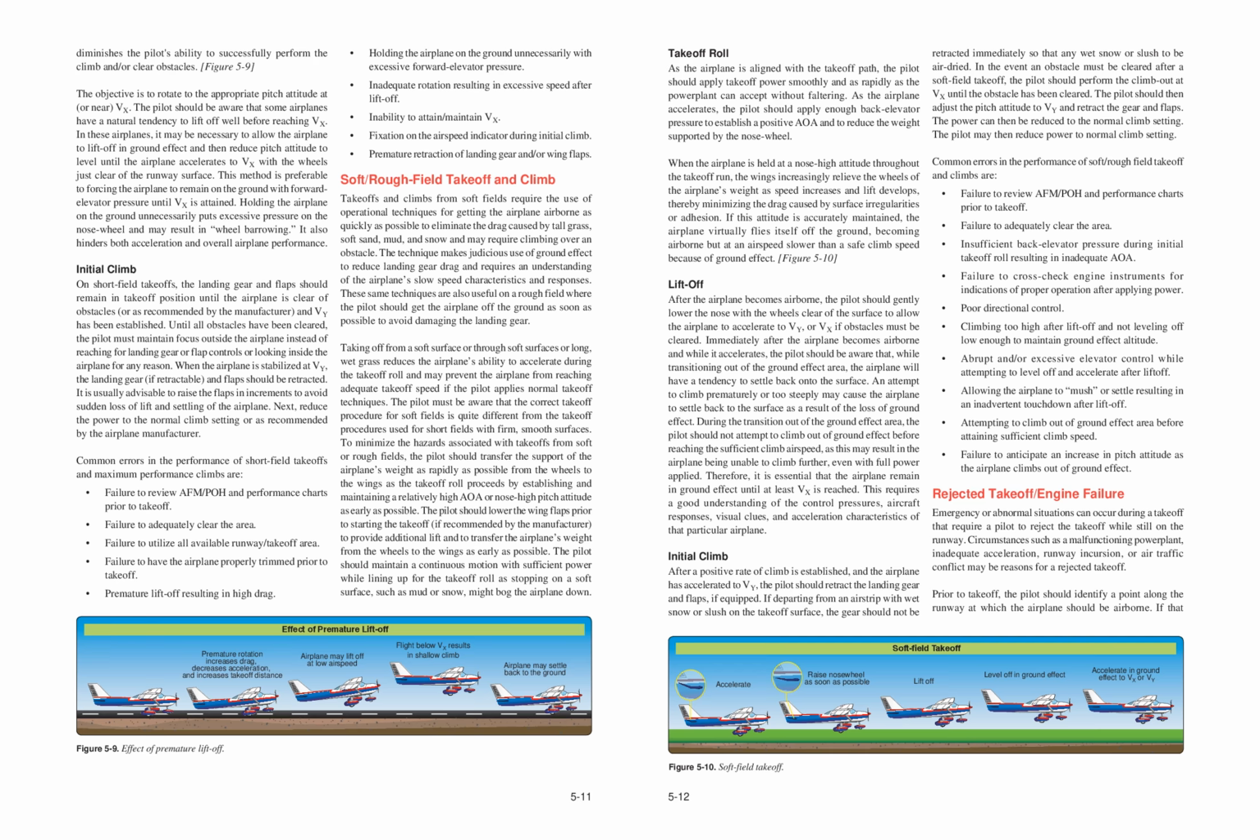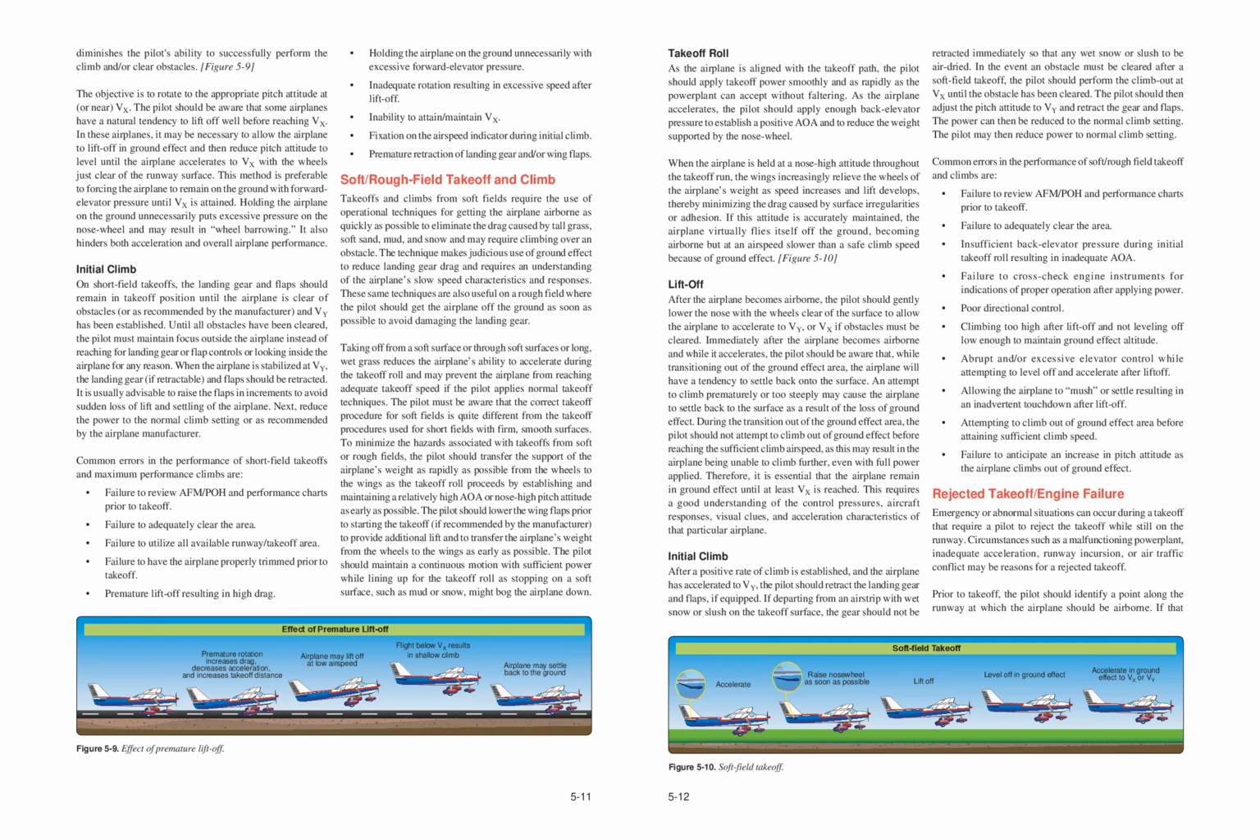The pilot should be aware that some airplanes have a natural tendency to lift off well before reaching Vx. In these airplanes, it may be necessary to allow the airplane to lift off in ground effect and then reduce pitch attitude to level until the airplane accelerates to Vx with the wheels just clear of the runway surface. This method is preferable to forcing the airplane to remain on the ground with forward elevator pressure until Vx is attained. Holding the airplane on the ground unnecessarily puts excessive pressure on the nose wheel and may result in wheelbarrowing. It also hinders both acceleration and overall airplane performance.